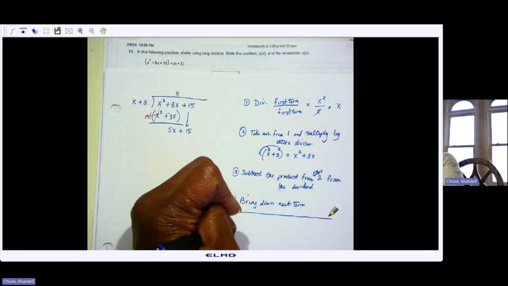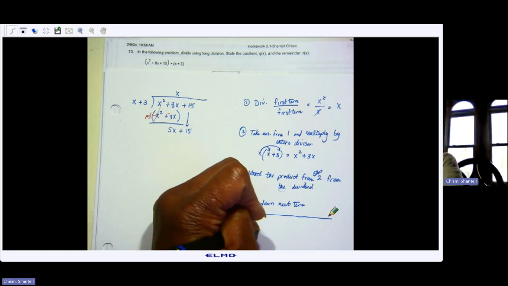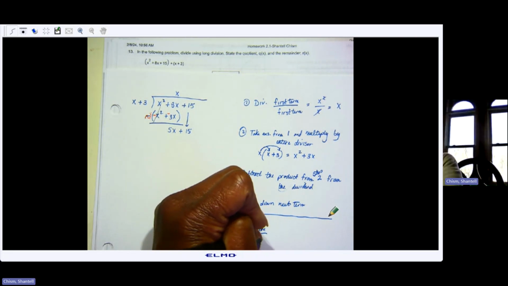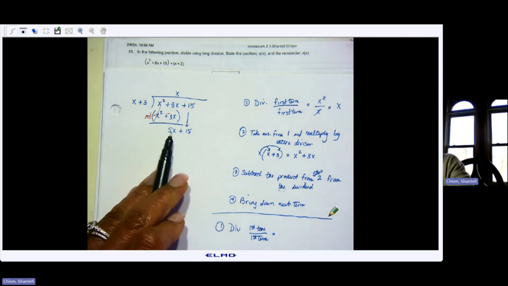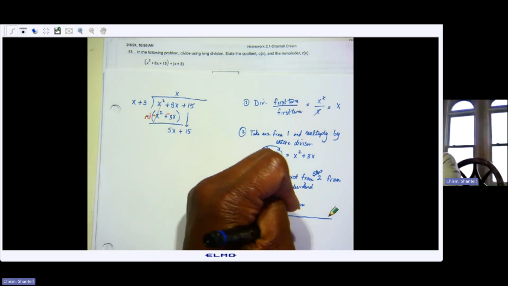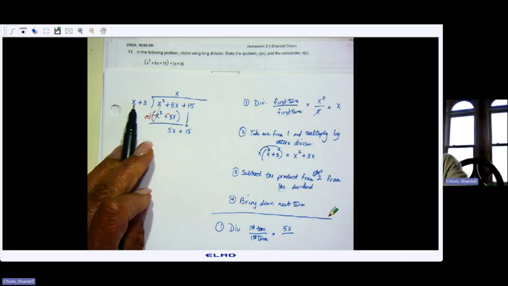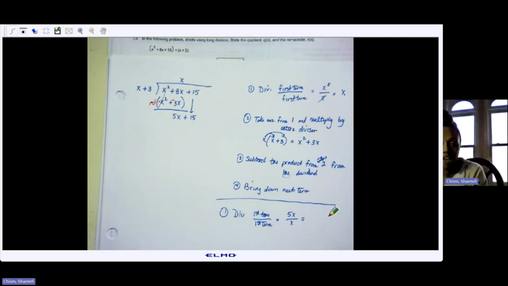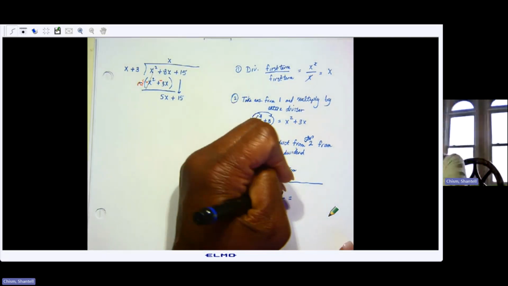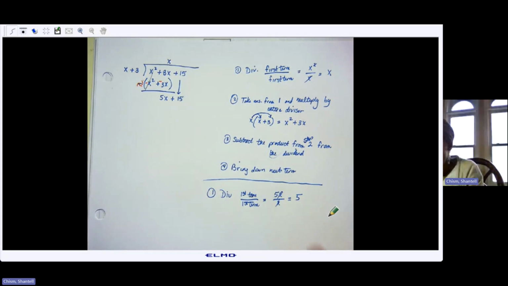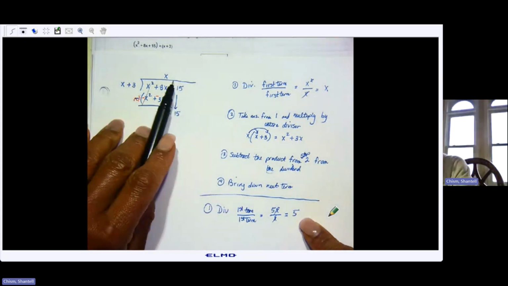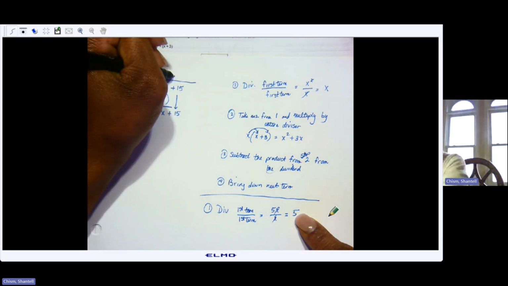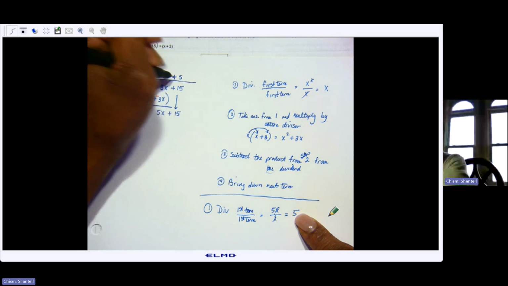Step number 1 again. Divide first term, I'm going to use a shortened abbreviation for first, divided by first term. So that will be the first term here, this 5x, divided by the first term here of the divisor. Okay, so 5x divided by x, the x is canceled, that leaves me with 5. That is now my second term of my quotient, of my answer. And it's a positive 5, so when I write it up here, I write it as plus 5.